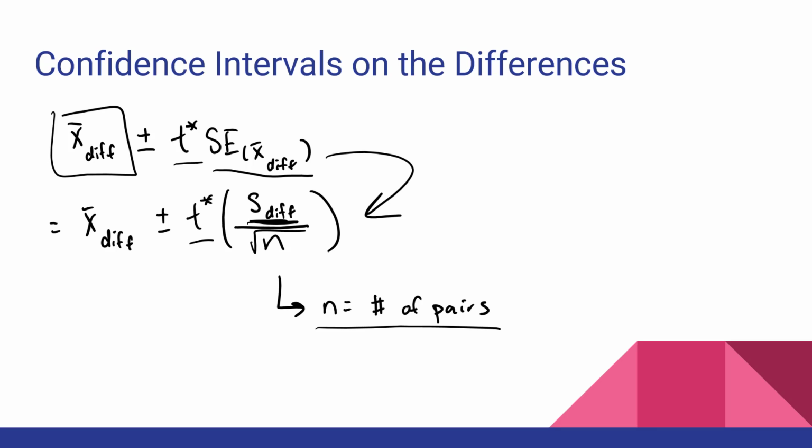From there, we can get our degrees of freedom as well. Our degrees of freedom would be the number of pairs minus 1. And that would go into the subscript for our t-critical value.